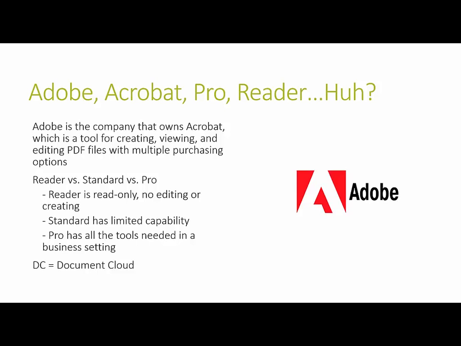And then DC means Document Cloud. That's not as important today. You could have either of the Pro versions and still be able to do everything that we're talking about today. Document Cloud just means that it's cloud-based instead of installed on your computer.